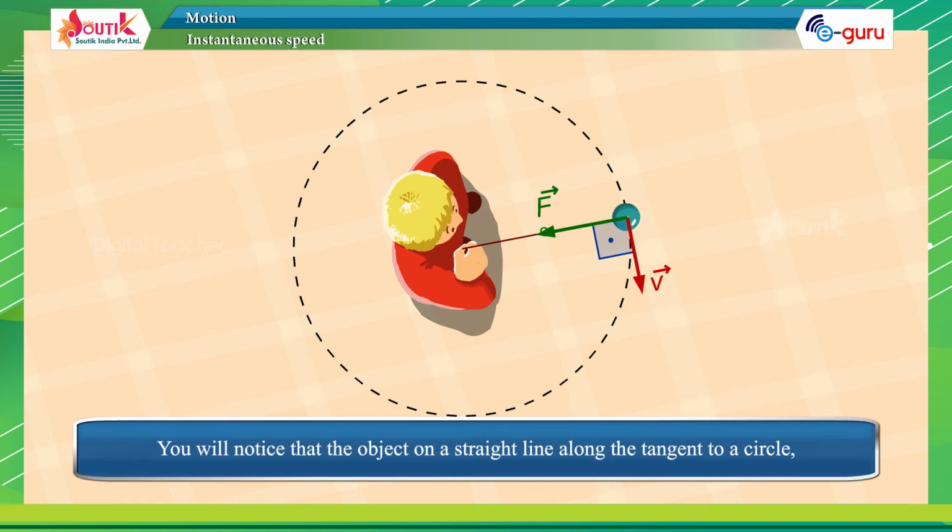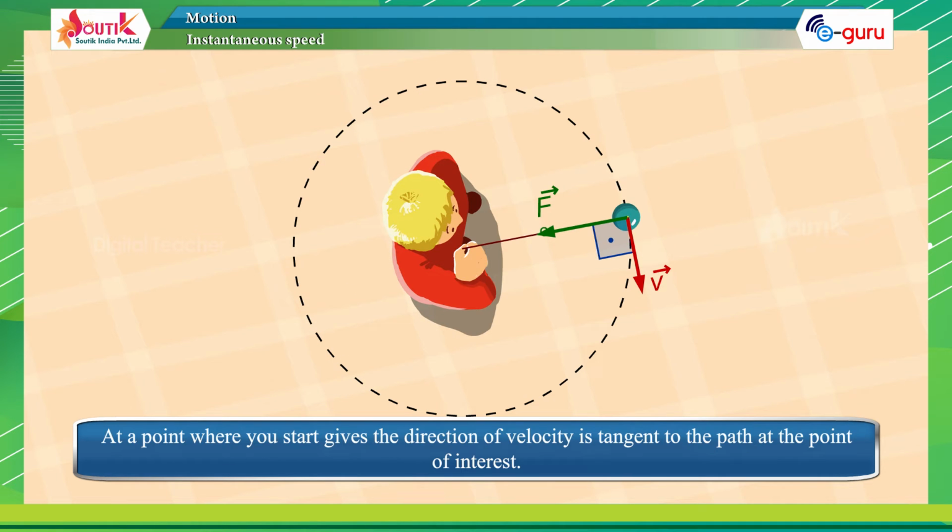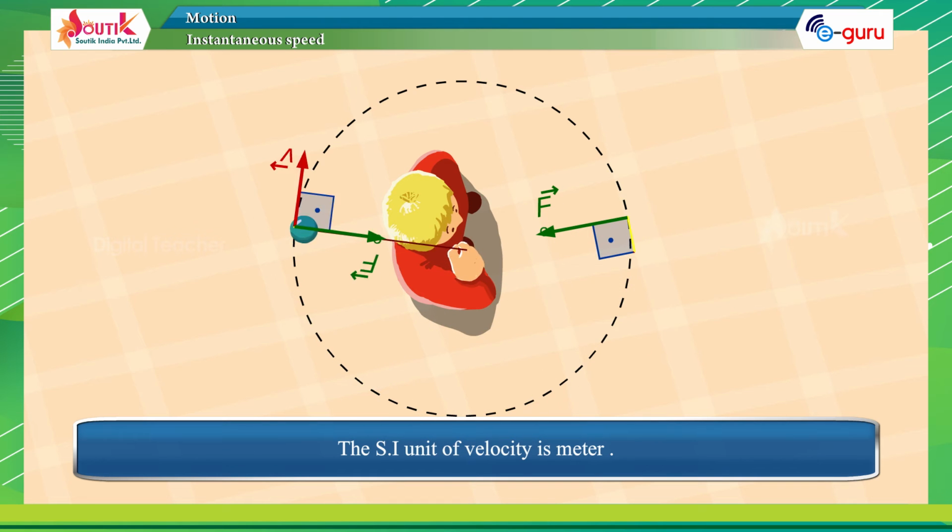You will notice that the stone moves along a straight line, the tangent to the circle at the point where you release it. This gives the direction of velocity: it is tangent to the path at the point of interest. The SI unit of velocity is meter per second.